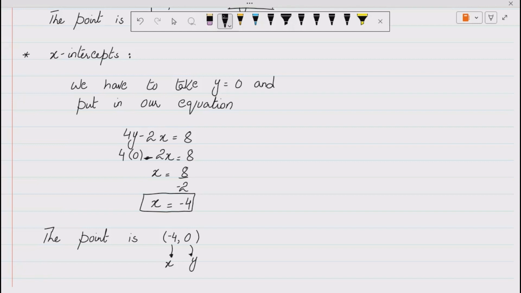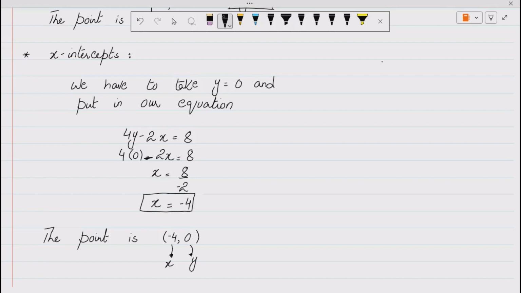Okay, so we got another point. Always remember one thing: whenever you have to draw the graph of a straight line, you need 2 points at least to draw a line. Since we now have 2 points, we can easily draw a graph of a straight line.